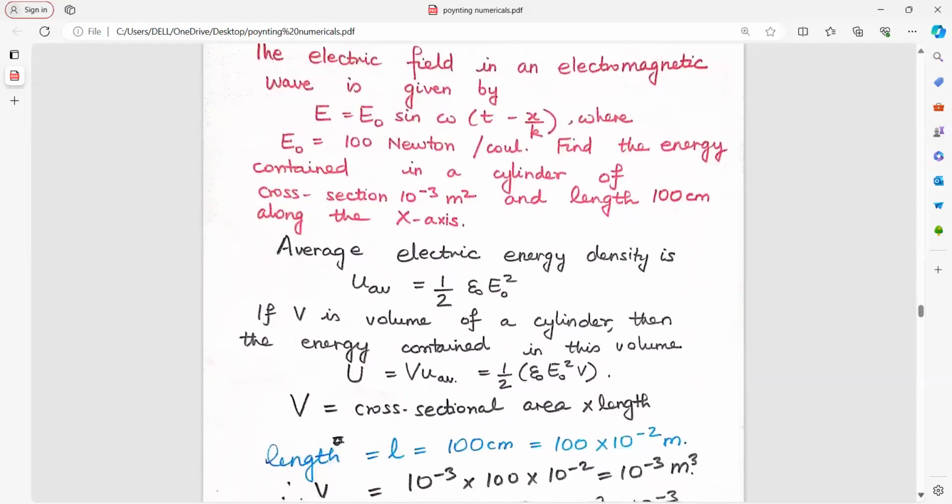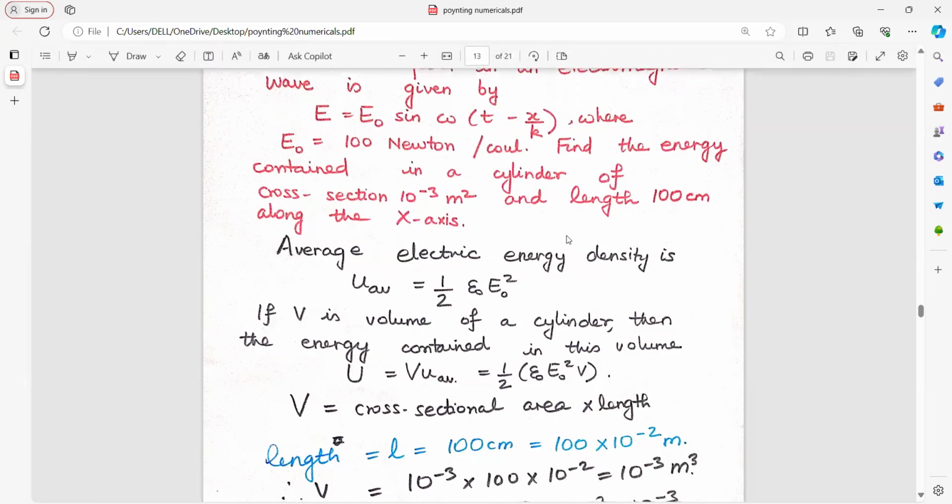The electric field in an electromagnetic wave is given by this value. You have to find the energy which is contained in the cylinder of cross section 10 to the power of minus 3 meter square and length 100 centimeter. Average electric energy density is 1 upon 2 epsilon naught E naught square. If V is volume of cylinder, then energy contained in this volume is half epsilon naught E naught square into V, where V is area into length, that is volume, formula of volume.